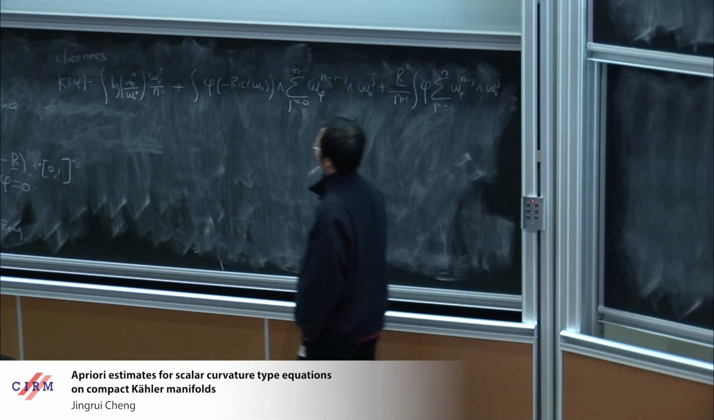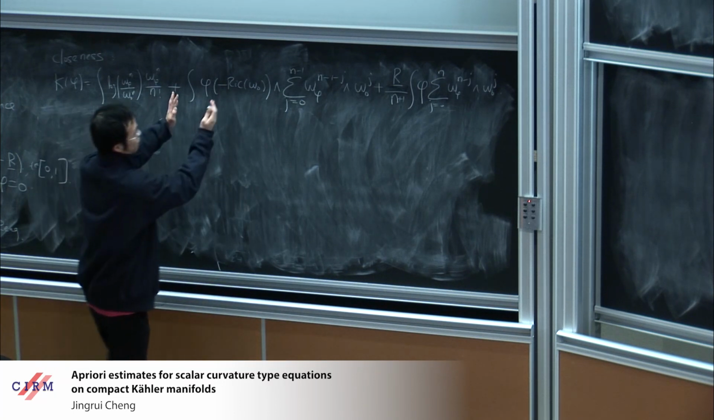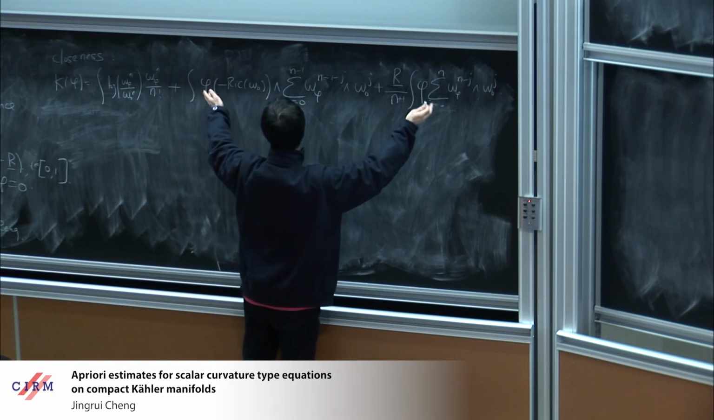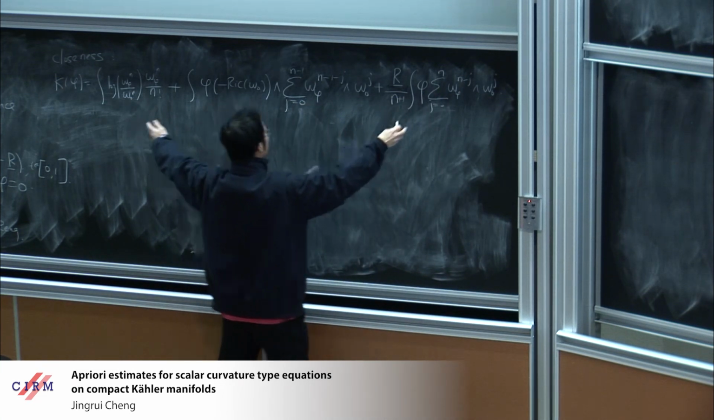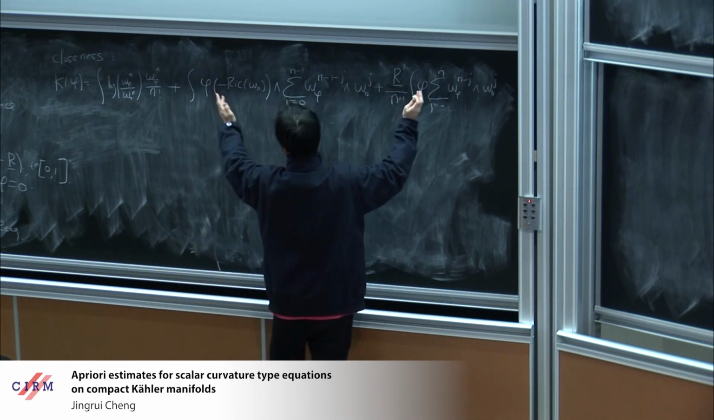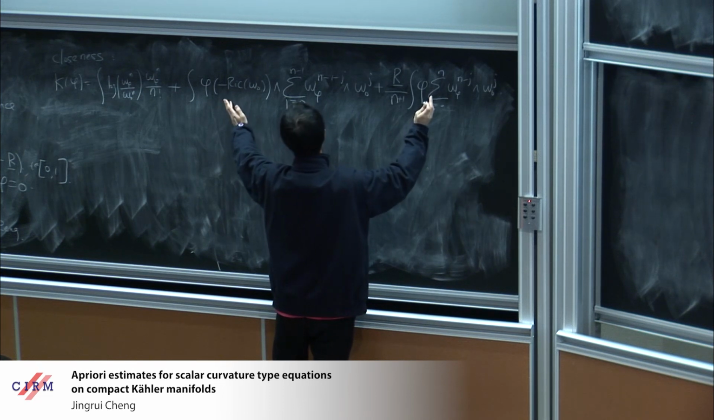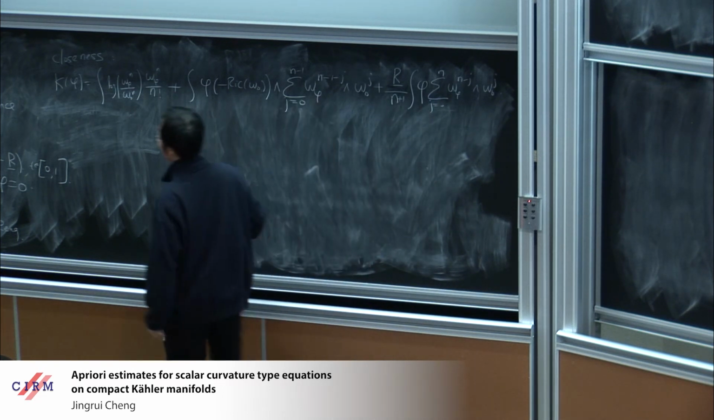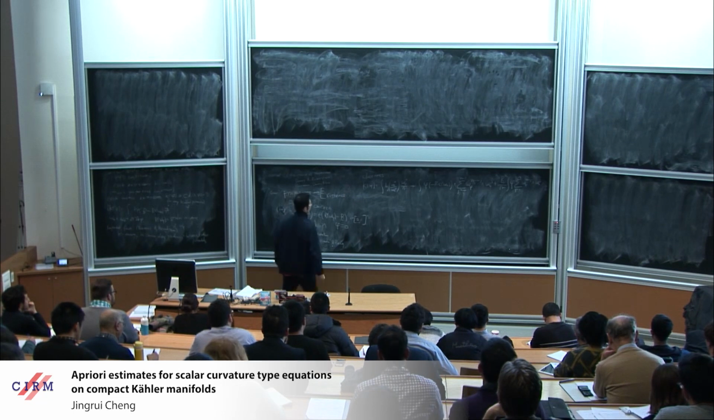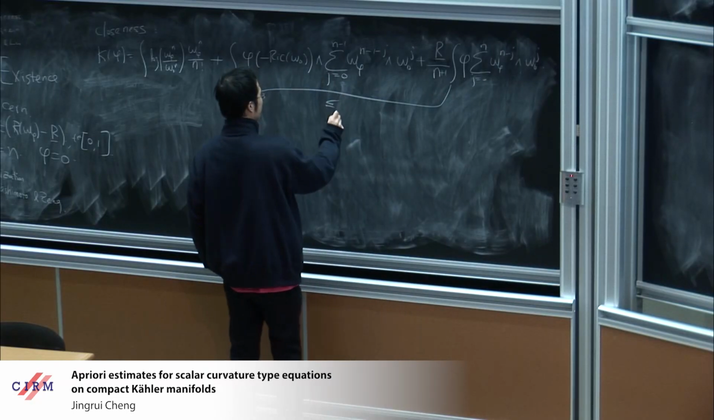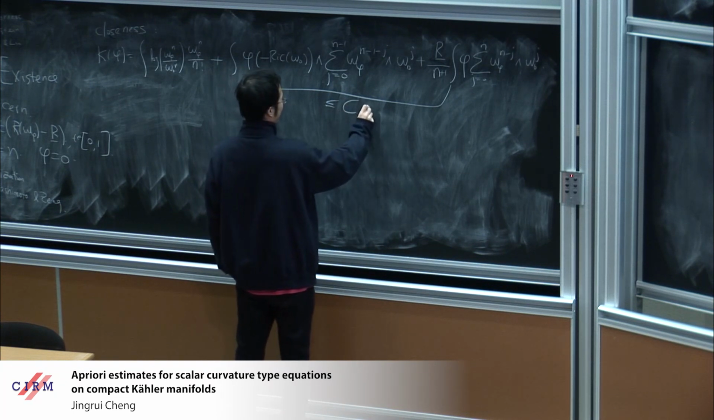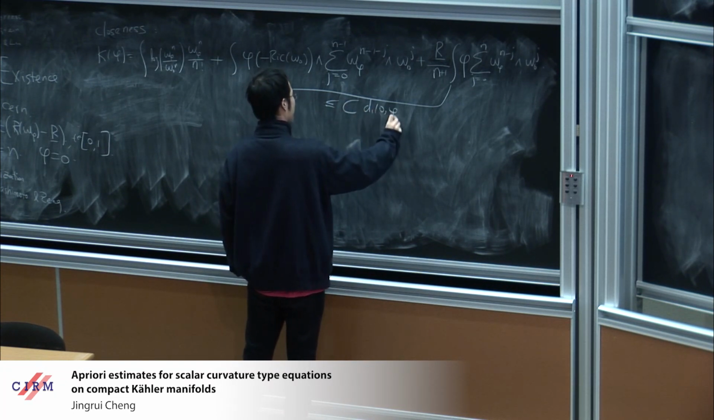So, okay, this complicated part, other than the entropy part, does not matter to us. What we just need to know is that this part can be controlled in terms of the distance. This part can just be controlled by some constant times the distance.